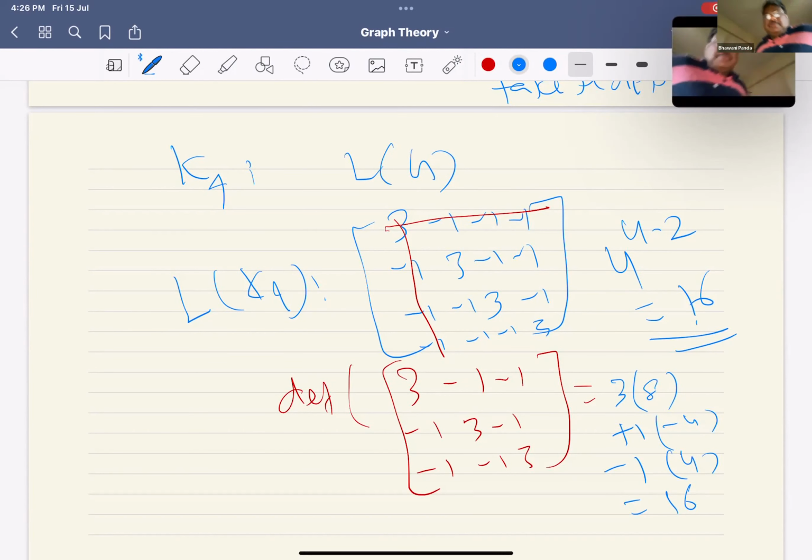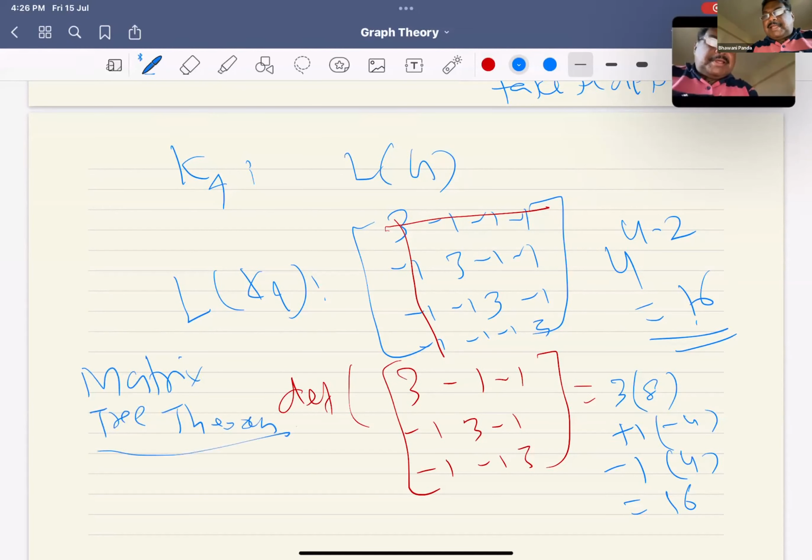Okay, so you got a formula for this. This theorem is called the matrix tree theorem. The number of spanning trees of this graph is basically the (n minus 1) by (n minus 1) minor of the Laplacian of this particular graph, the complete graph.